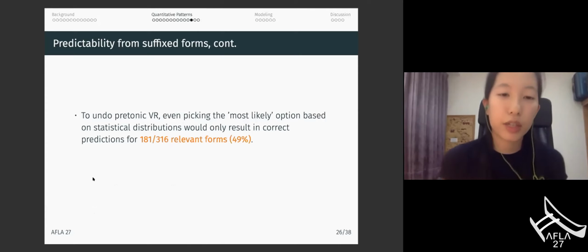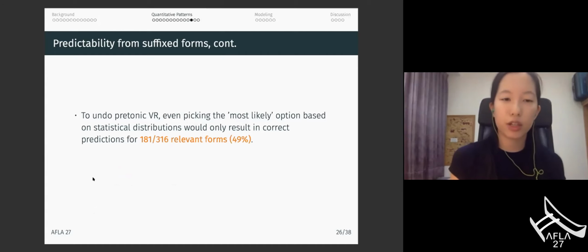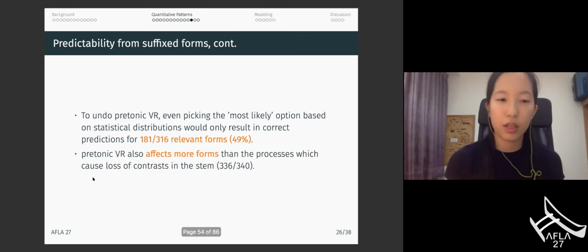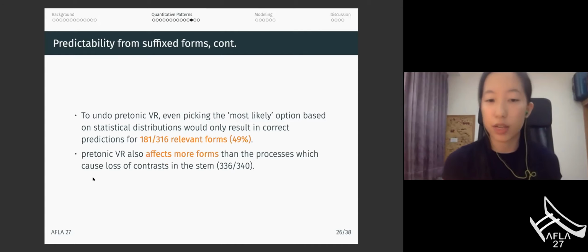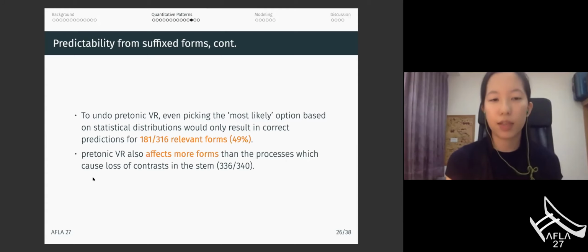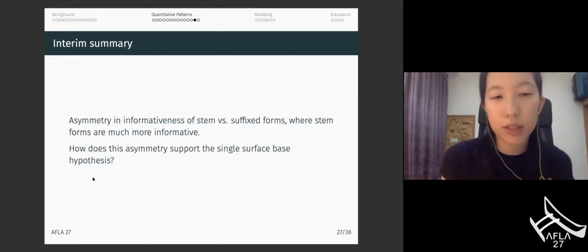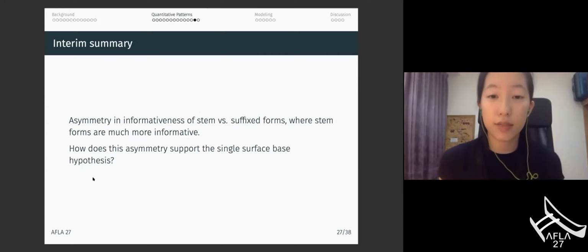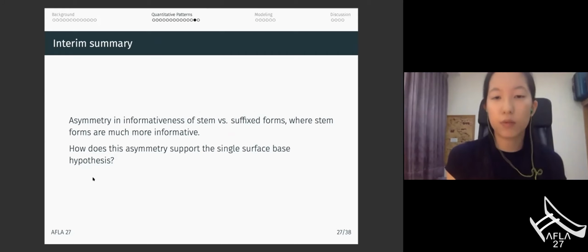And in general, if we try to undo pretonic vowel reduction by picking the most likely option in this way, based on the statistical distributions and data, only 49% of the forms are correctly predicted. In other words, it's much harder to undo the effects of pretonic vowel reduction. In addition, pretonic vowel reduction affects more forms in the process, which causes a loss of contrast in the stem. So all non-monosyllabic forms. So basically, the suffix forms suffer from more neutralization that's harder to undo, making them less informative. So in other words, there's this asymmetry in the informativeness of the stem versus suffix forms, where the stem forms are much more informative.